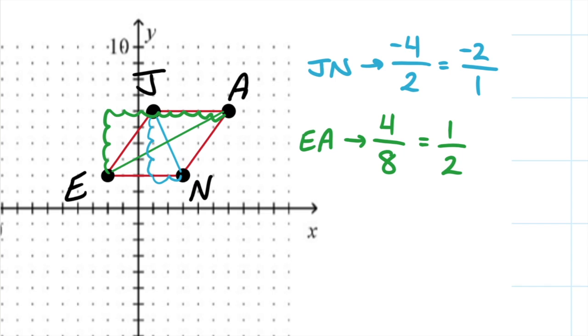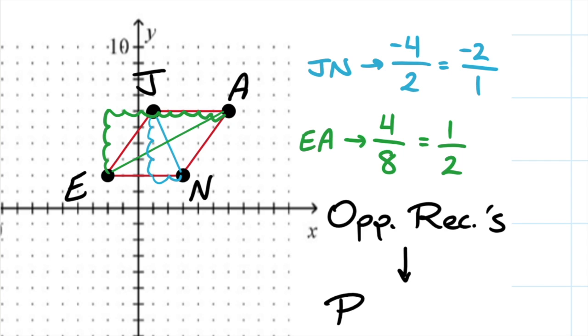So then what we're doing is taking a look at those two slopes. From J to N was negative 2 over 1. From E to A was up 1 over 2. So those two slopes are opposite reciprocals. If I take negative 2 over 1, I flip it and change the sign to its opposite, that turns into 1/2. Because these are opposite reciprocals, that means that they are perpendicular.